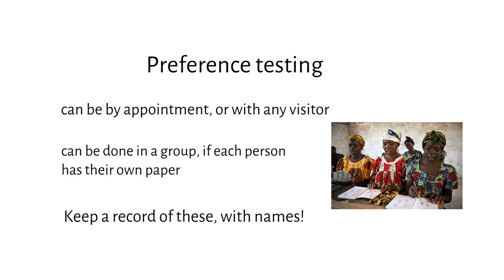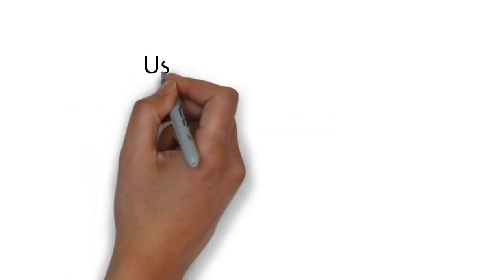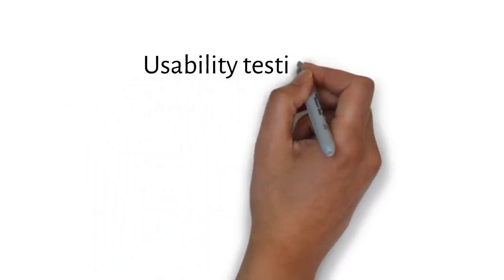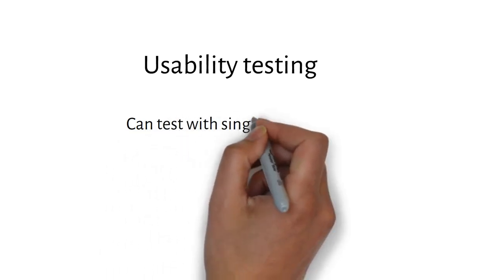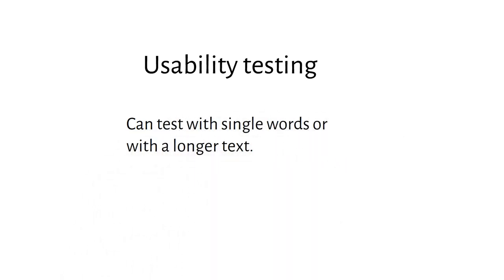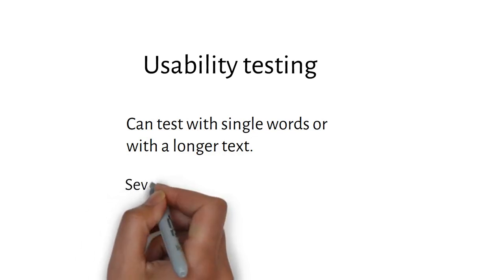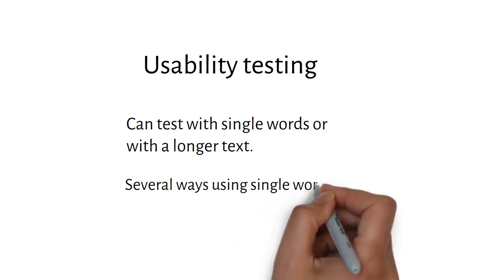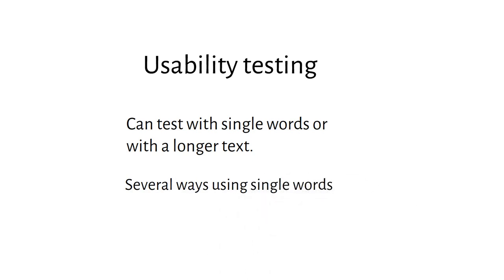I see that you can do preference testing with single words, and it doesn't sound too complicated. Let's talk about usability testing. How can we test if people are able to actually read well? For usability, you can test with one word at a time or a longer text. Let's talk about testing with single words first. There are several ways to do this, and you can pick which one seems best to you.